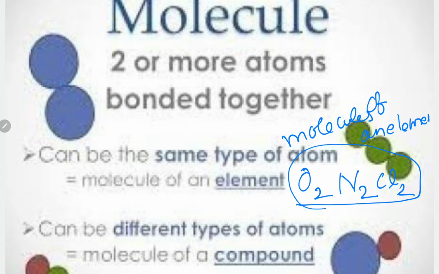ഇതെല്ലാം element ആണ് അല്ലേ. Element എന്ന് പറഞ്ഞാൽ it is same kind of atomത്തിനെയാണ് we call it as element. So but more than one, two or more atoms ആണെങ്കിൽ we call it as molecules. So this is molecules of an element. But this molecule can be different types of atoms also. അതിന് example H2O അല്ലേ, ഇതിൽ ഹൈഡ്രജനും ഉണ്ട് ഓക്സിജനും ഉണ്ട്. So this is also molecule but two different atoms ആയതുകൊണ്ട് it is known as a compound.